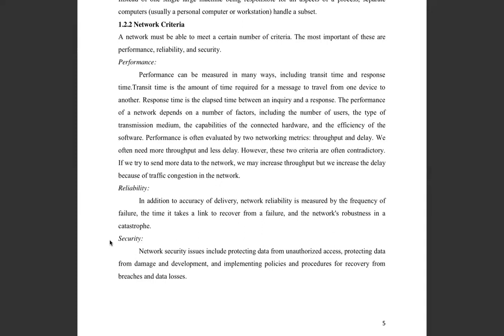We will get to these security features later. But for now, for a network criteria, there has to be security. You have to have security as part of your network. So the performance, the reliability, and the security of your network, these are the most important things or criteria a network must be able to meet. So you assess the performance, the reliability, and the security of your network. Please, any question on the network criteria?